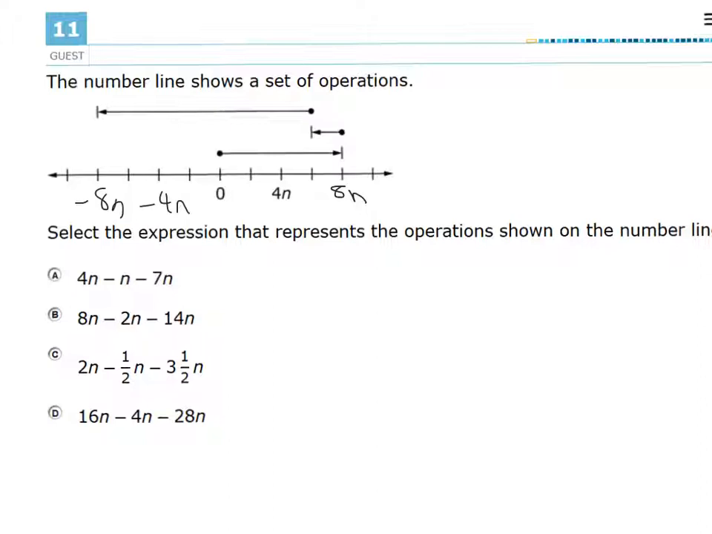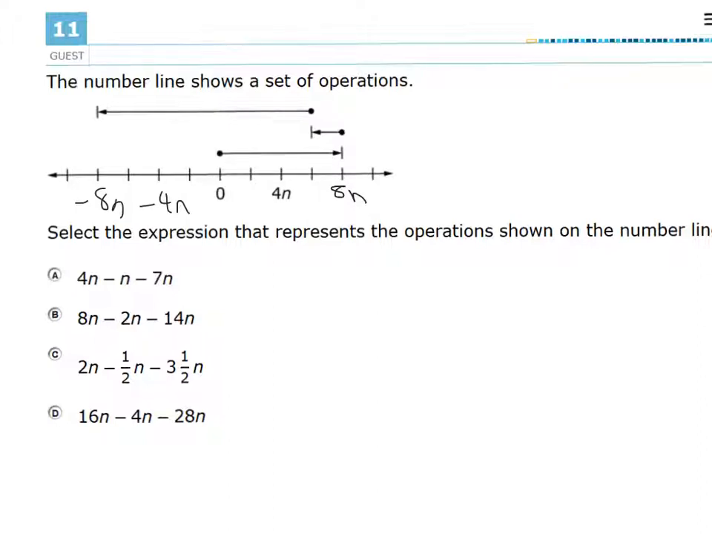Now for letter A, it tells us that we are going to start at the origin at 0, and we're going to go to our right 4n, but it shows that this arrow is actually only going all the way to 8n. So then this statement would not necessarily be true. So that would be already incorrect. So we know that letter A cannot be a correct answer.